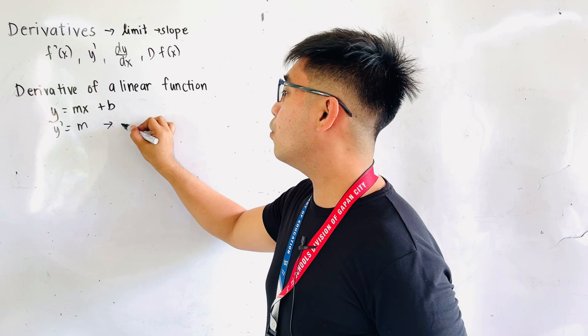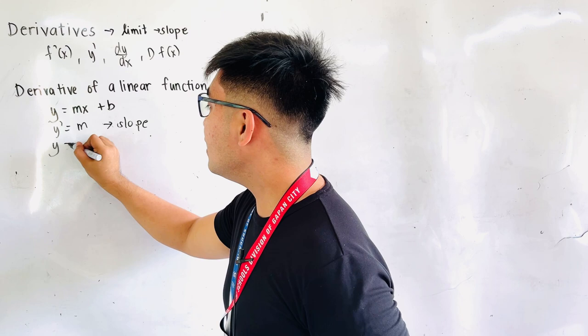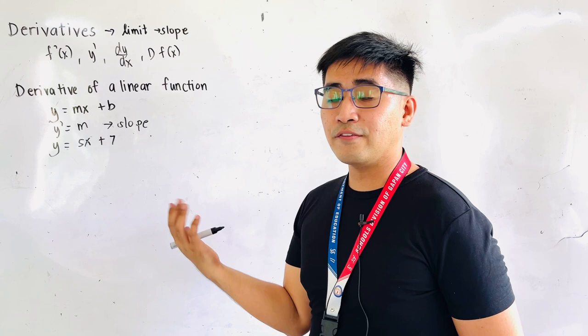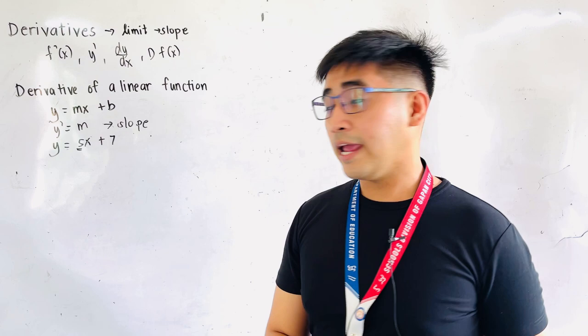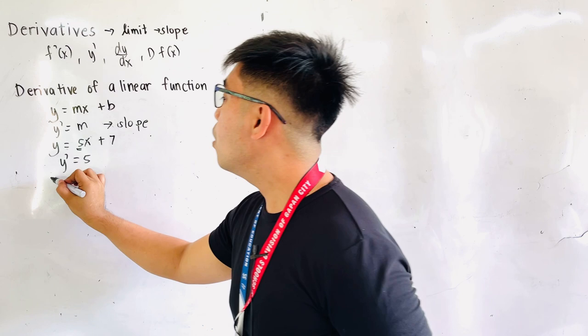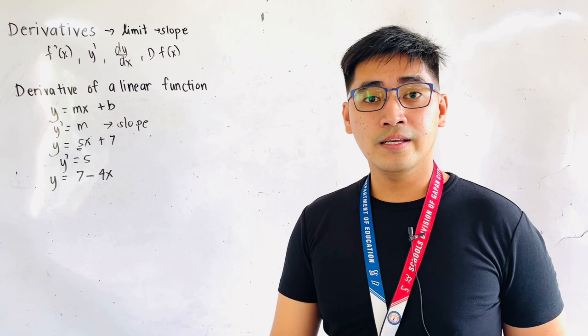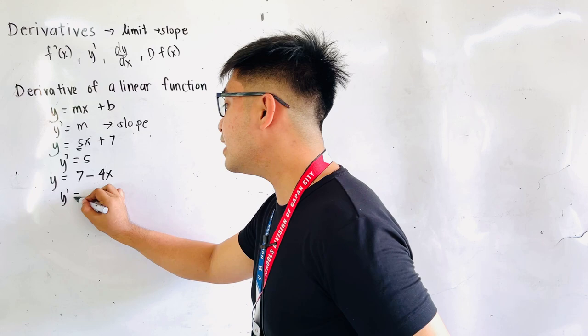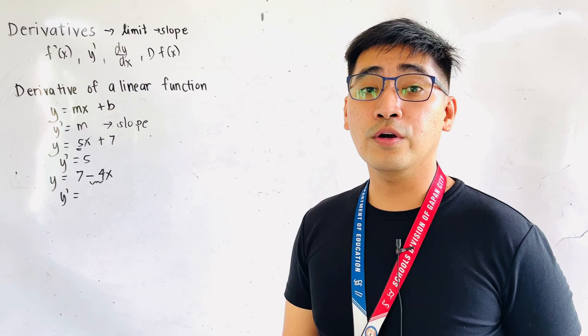Therefore, if you are getting the derivative of a linear function, we are only getting its slope. For example, if you are given y is equal to 5x plus 7, what is the derivative of y is equal to 5x plus 7? That is the coefficient of the variable x, and that becomes y prime is equal to 5. Another example, what if you're given y is equal to 7 minus 4x? Again, we could say that the derivative of this linear function will just be the coefficient of the variable x, which is negative 4. And that is also the slope.